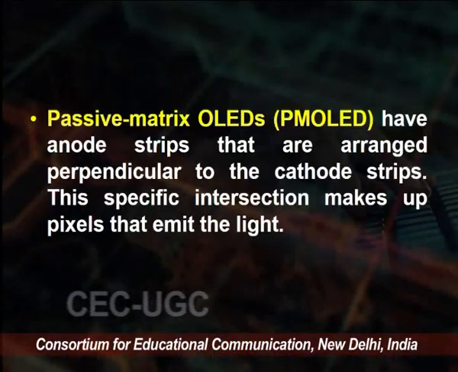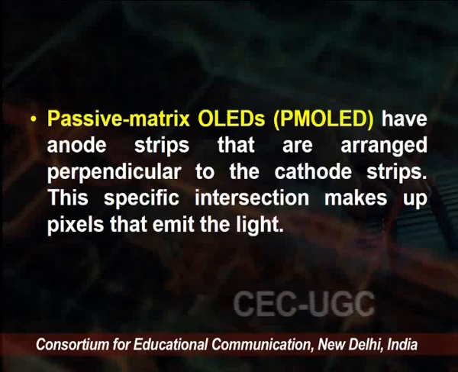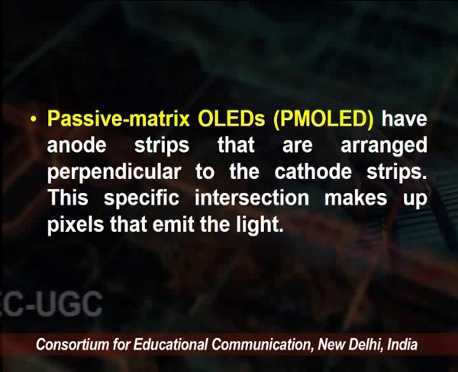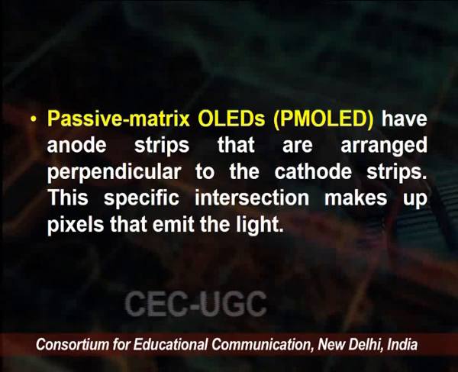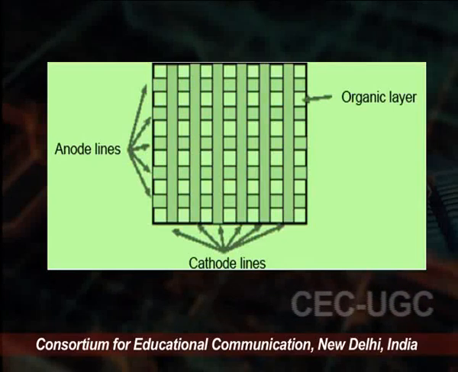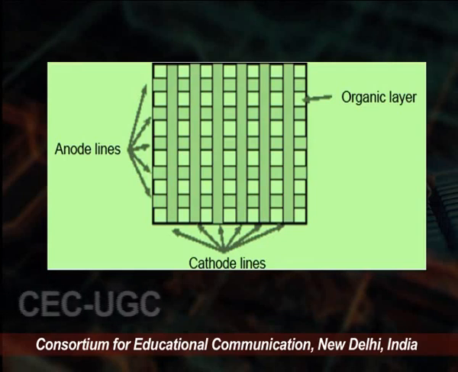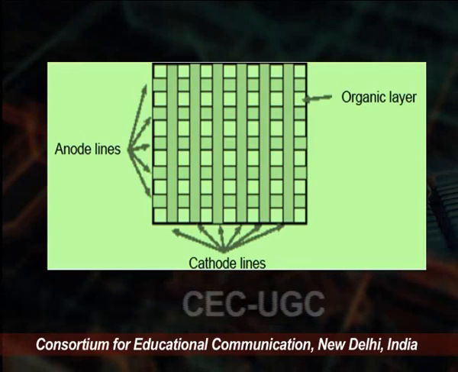Passive matrix devices have anode strips that are arranged perpendicular to the cathode strips, and this specific intersection makes up the pixel that emits the light. You see here on the screen that the cathode and anodes are arranged in a mesh type of structure, and it is on the organic layer. These are perpendicular to each other. Now, the brightness of each pixel is proportional to the amount of current applied. However, the external circuitry is needed to apply the current to the selected strips of the anode and cathodes, and in this manner the light is generated.